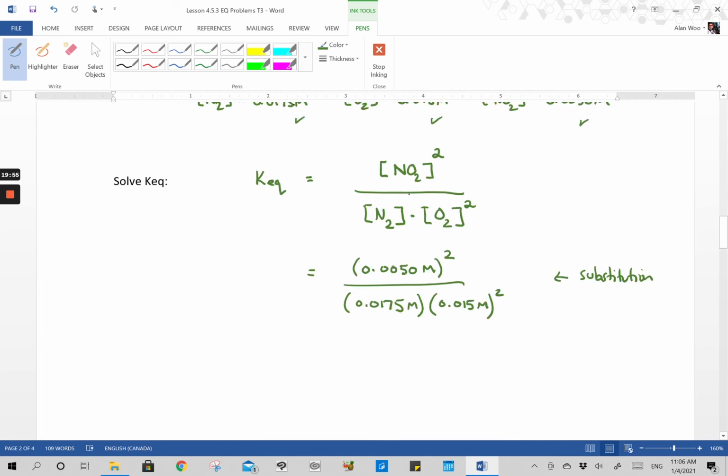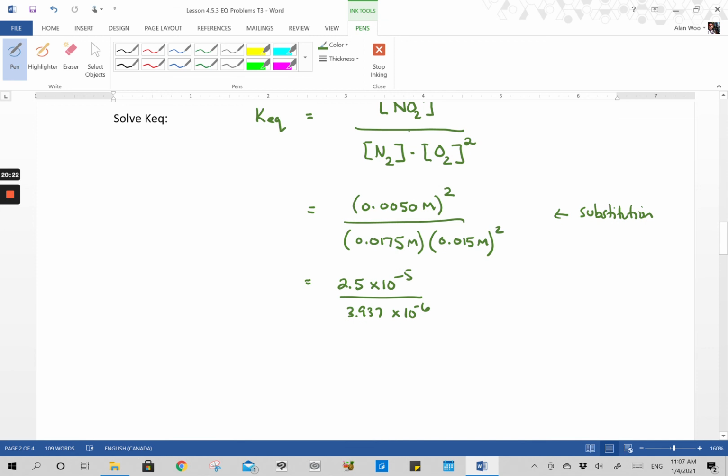Once we have our values substituted, we basically now just solve. So in the end, I'll give you the in-between step here. If we solve for the numerator, it's 2.5 times 10 to the negative 5. When we look at everything in the denominator, it's 3.937 times 10 to the negative 6. We make that final calculation, and KQ now ends up being 6.35.